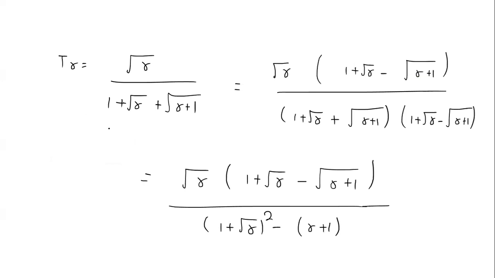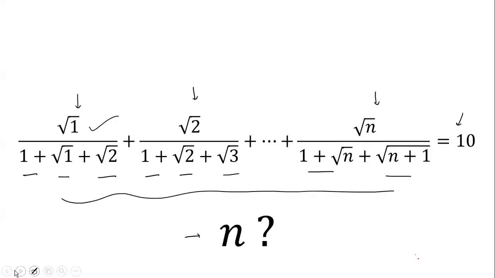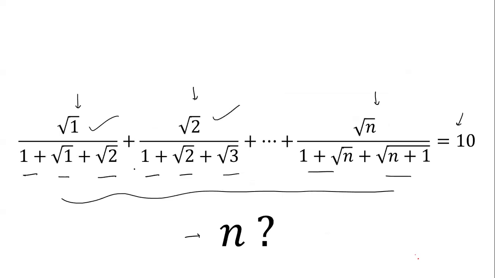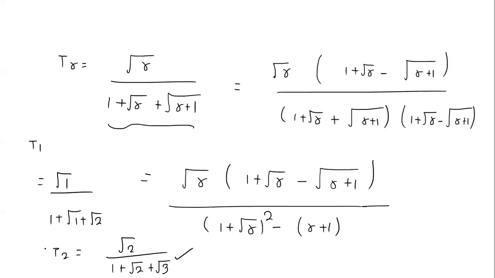So I can form the general term in this way, like root of r divided by 1 plus root r plus root r plus 1. If you find the first term, then t of 1 will come like root of 1 divided by 1 plus root of 1 plus root of 2, which is similar to the problem. And if you find the second term, it will come like root of 2 divided by 1 plus root of 2 plus root of 3, and this will also be similar. So we can form the general term in this way.